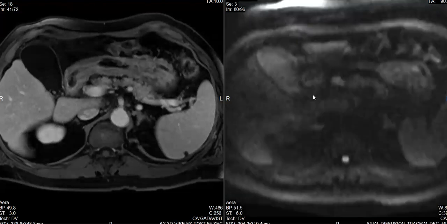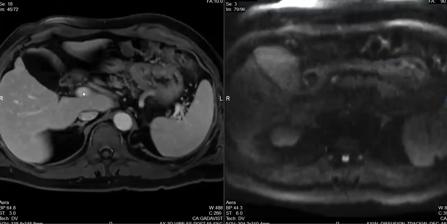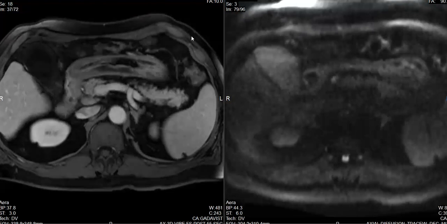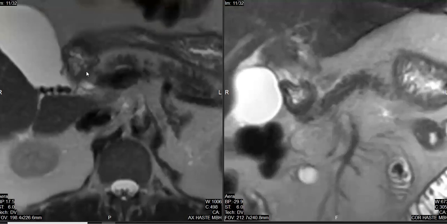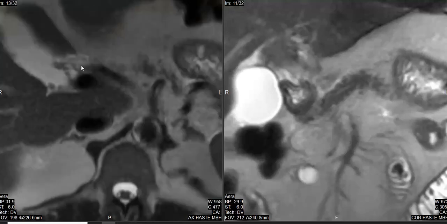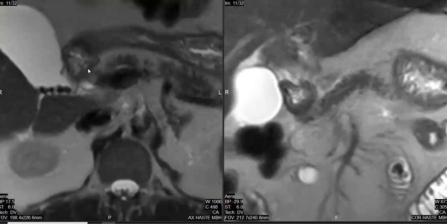So there are no suspicious features on contrast enhanced sequences and DWI weighted sequences. And on T2 weighted sequences, we see a multicystic area which is annular and causing wall thickening of the duodenum.